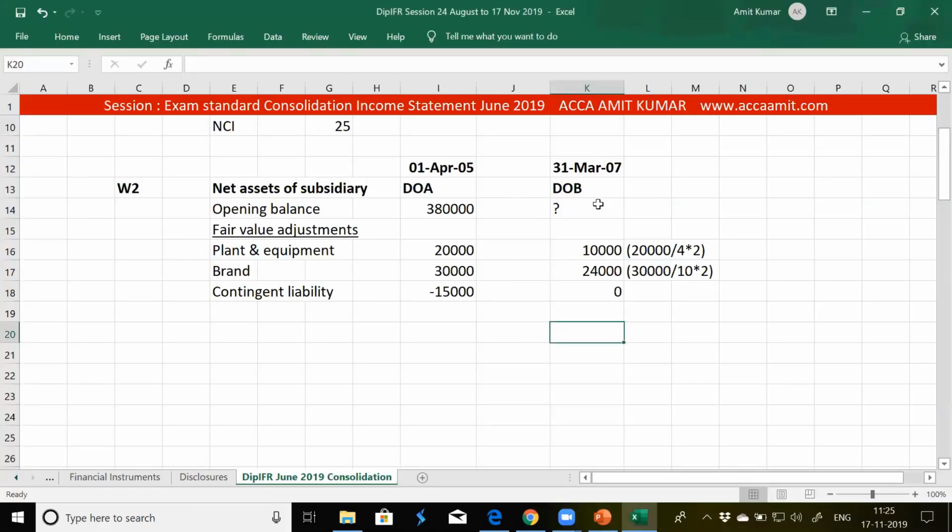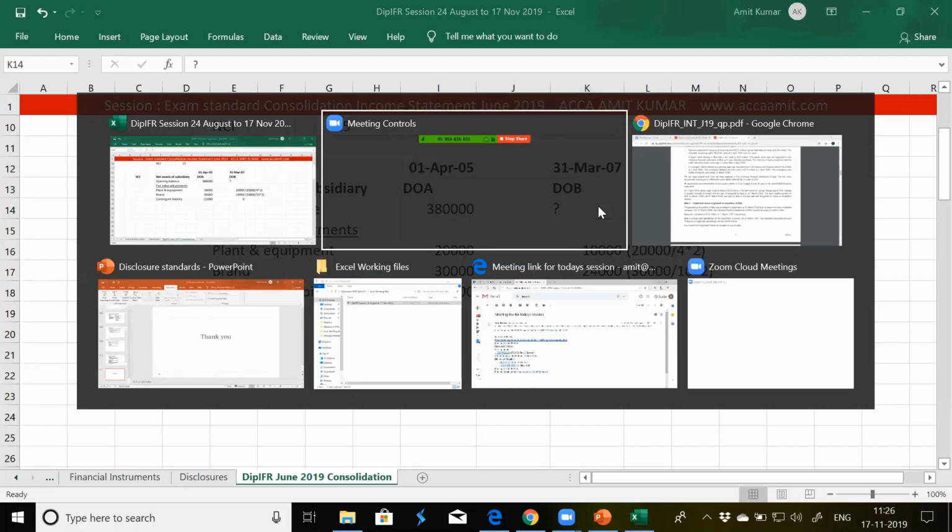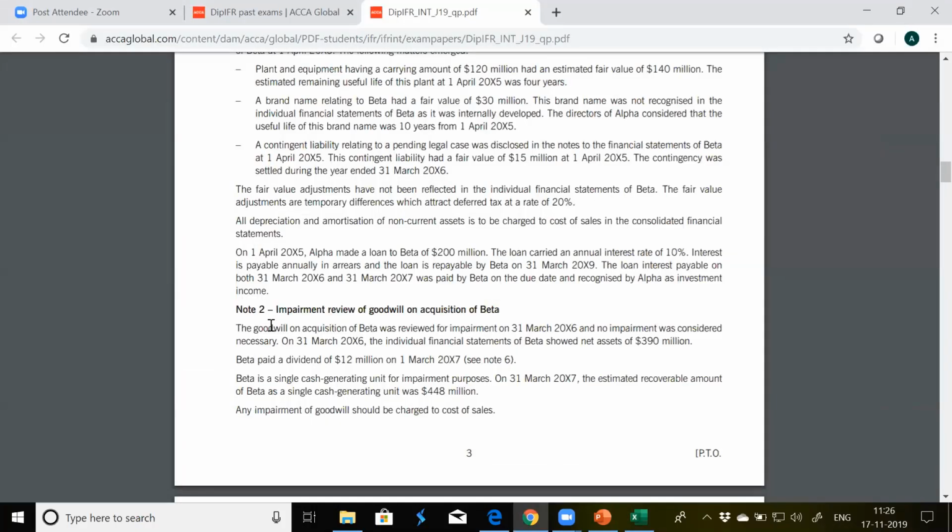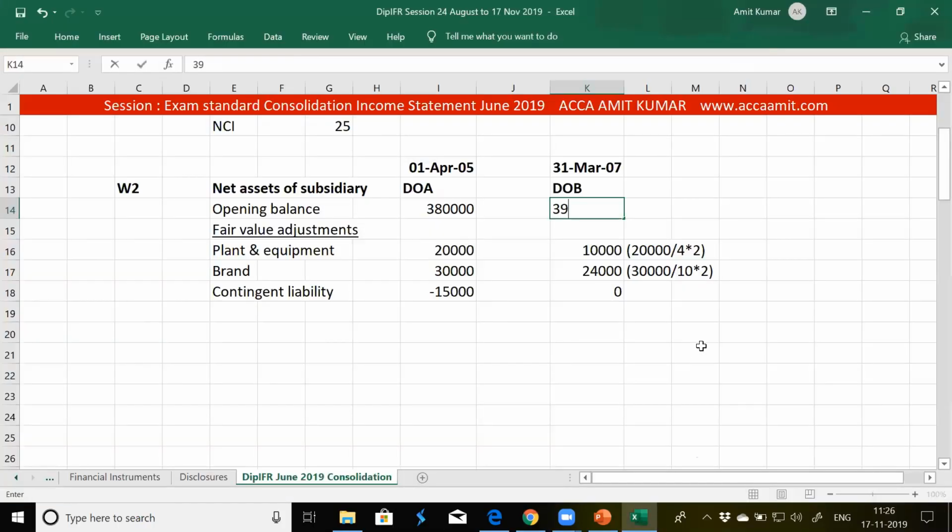So I'm looking for the opening balance of 31st March. That is the balance on 31st March 2006, which becomes the opening balance for calculating the balance for 31st March 2007. We get it in note number 2. The goodwill on acquisition of Beta was reviewed for impairment on 31st March 2006 and no impairment was considered necessary. On 31st March 2006, the individual financial statements of Beta showed net assets of 390 million. That is the opening balance. 390,000 is the opening balance for net assets of the subsidiary on 31st March 2006.